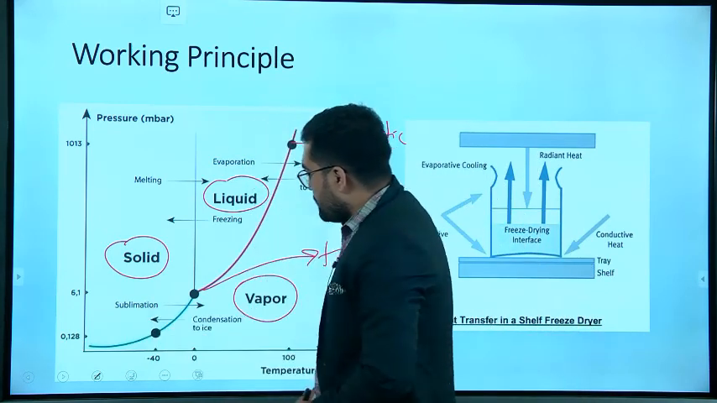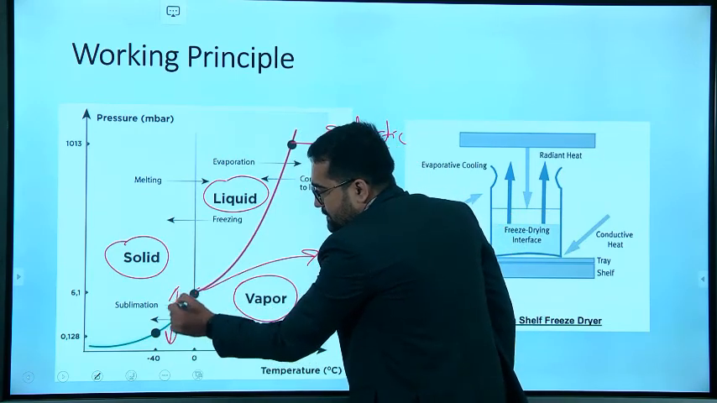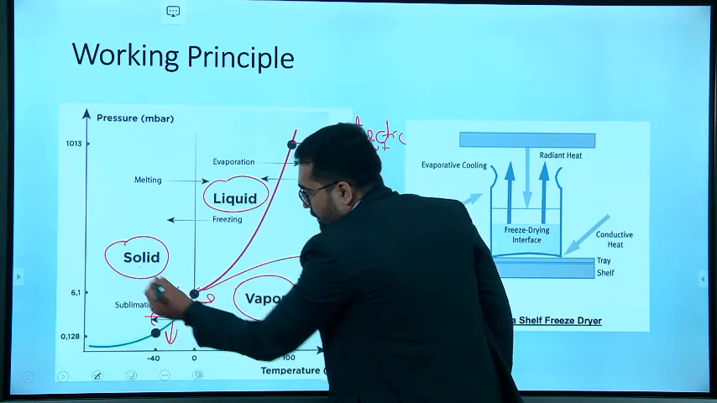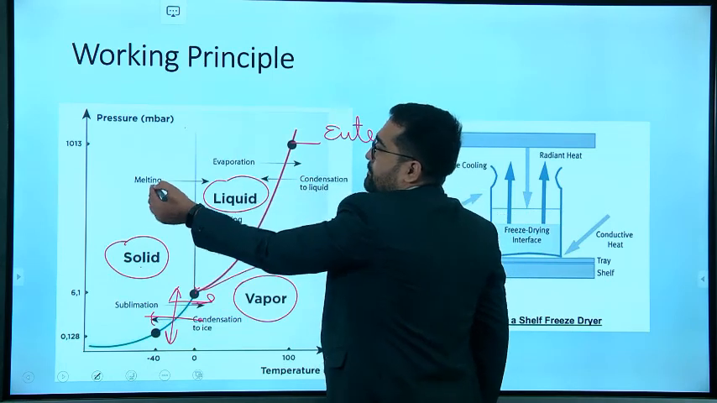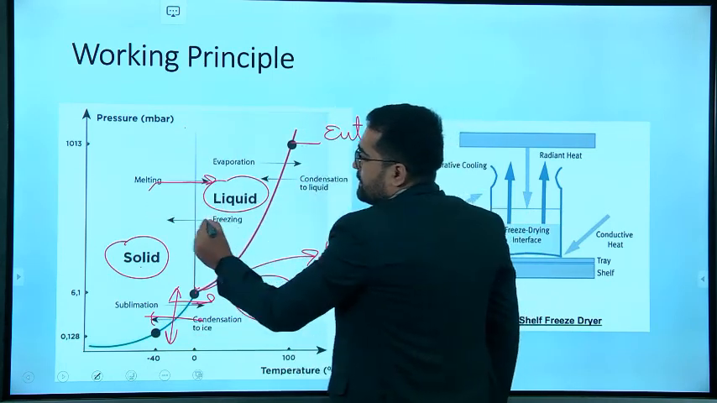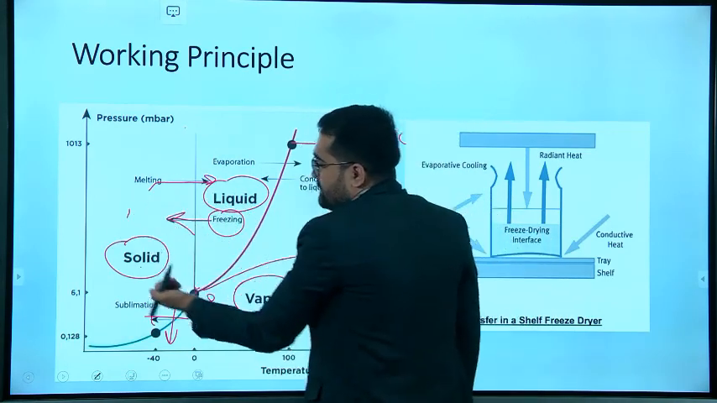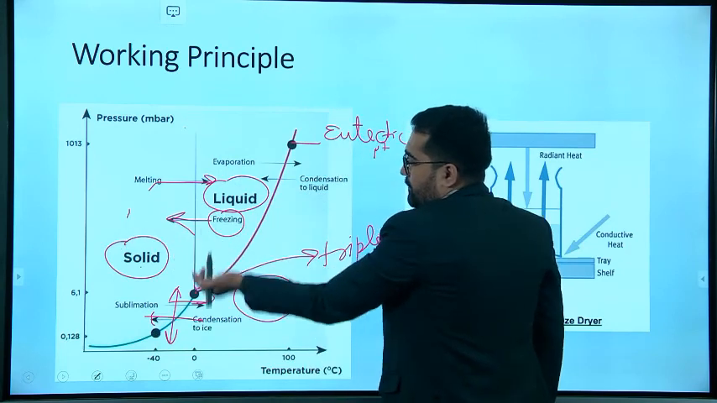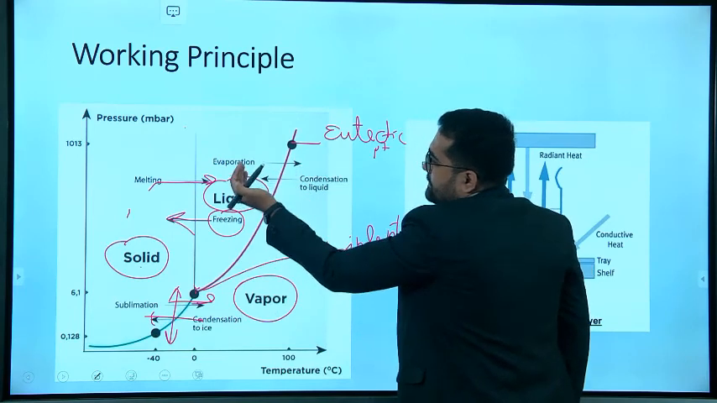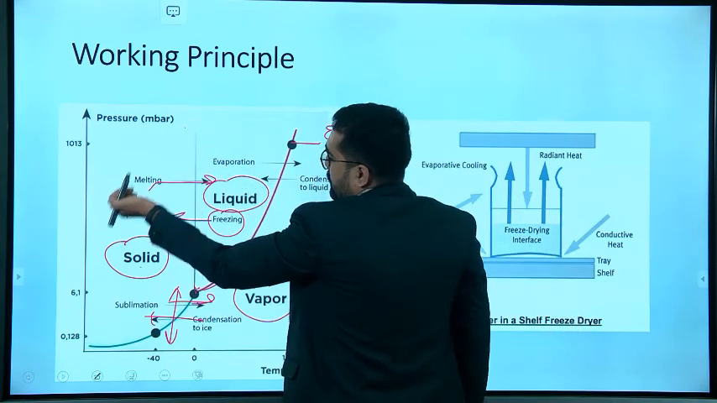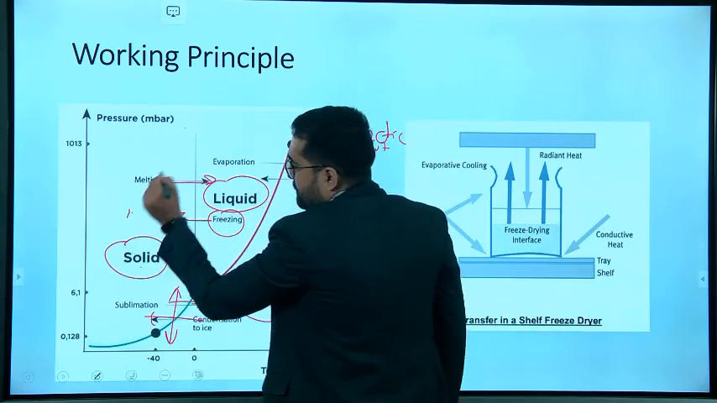At the triple point, what happens? Below the triple point, sublimation occurs, directly solid to vapors. Above the triple point, melting occurs, or if we reverse the process, freezing occurs. Liquid will convert into solid above the triple point, or vapors will first condense, then freeze to get the solid. First condensation will occur, then freezing will occur, then we get the solid.